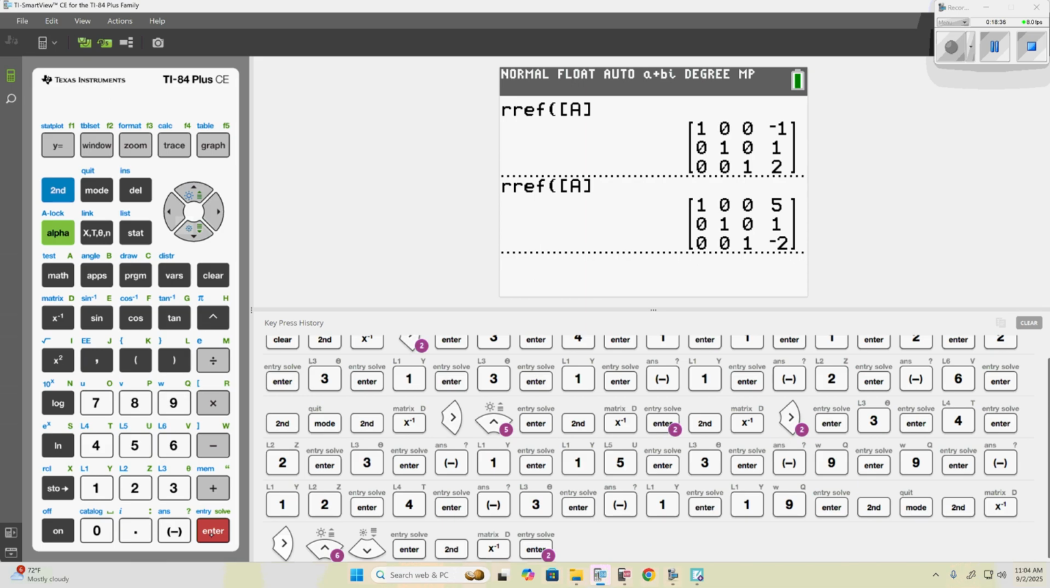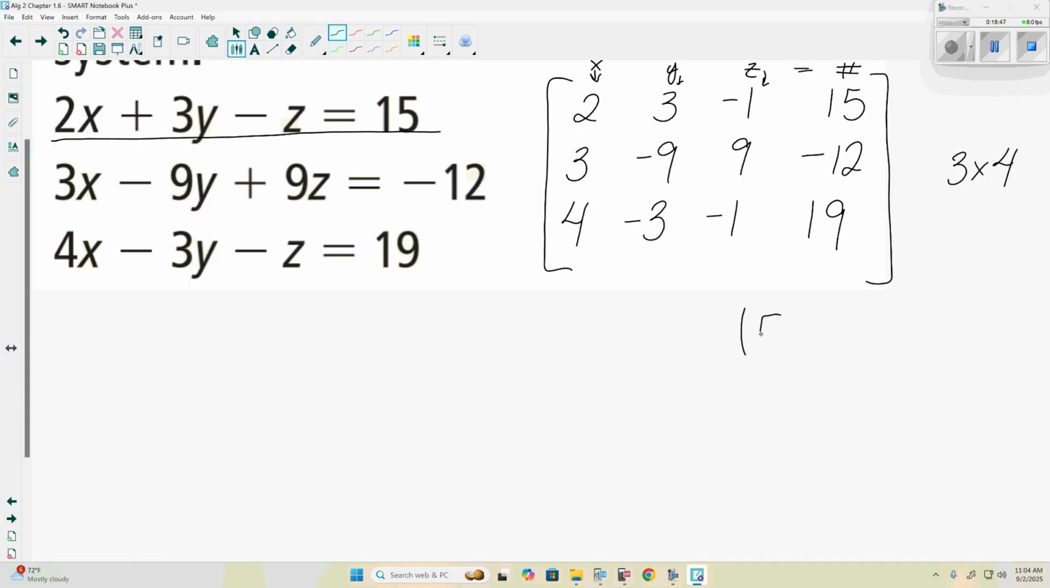Did we all get a matrix that looks like this here? So top to bottom is x to z. So x is 5, y is 1, z is -2. So 5, 1, -2. That's the solution.